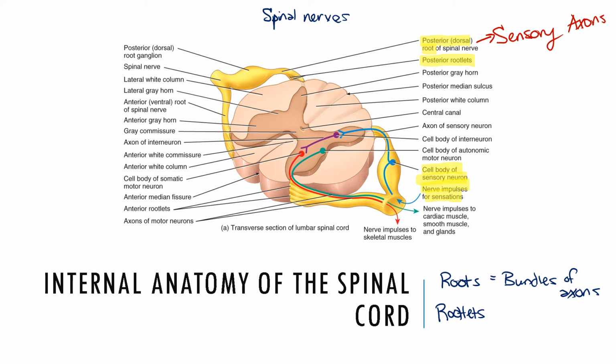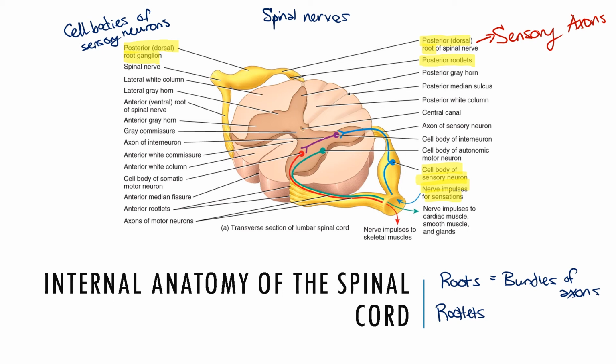Now each posterior root has a swelling, which is called the posterior root ganglion. And this is going to be the part that actually contains the cell bodies of sensory neurons. And we can actually see that right here. See that cell body there.